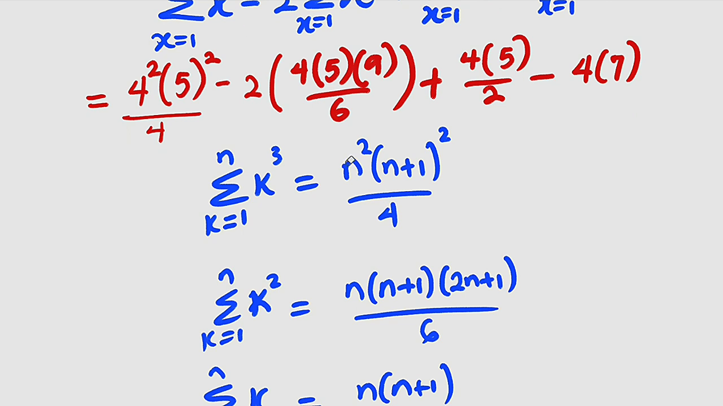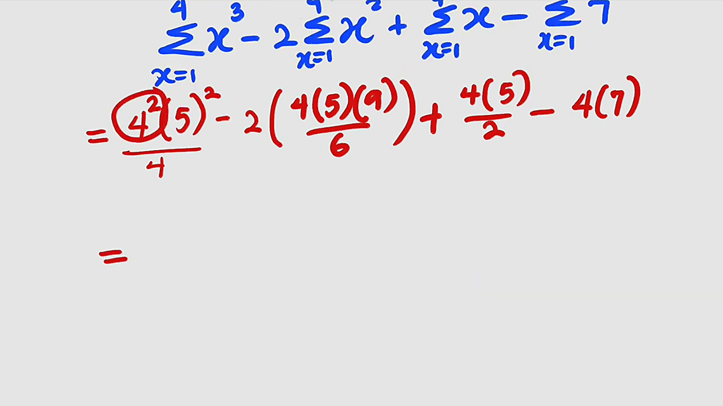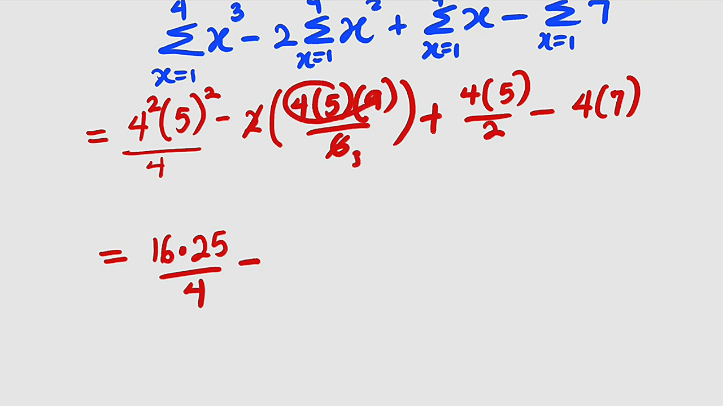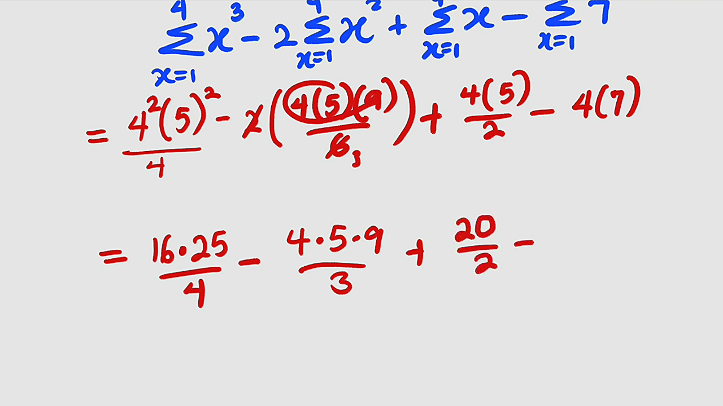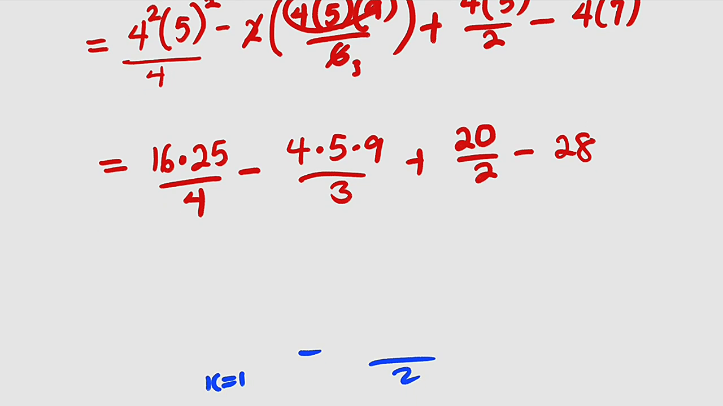Let's simplify this. So this is equal to 4 squared is 16, multiplied by 5 squared is 25, divided by 4, minus, I think these two can divide 3 times. So we only have 4 times 5 times 9 divided by 3. Then plus, this is 20 divided by 2. Then minus, is it 28? Yeah, 28. 4 times 7 is 28.